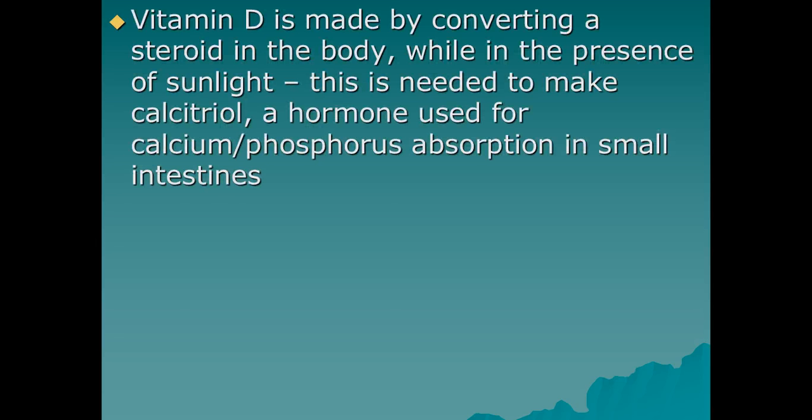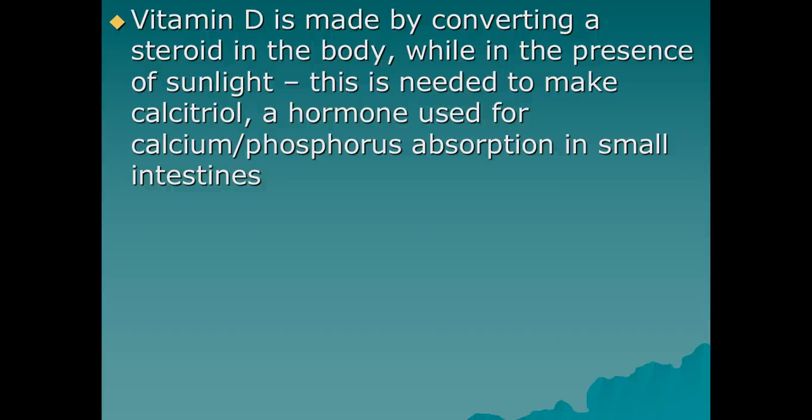All right, vitamin D. Vitamin D is made by converting a steroid in the body. Your body takes the steroid in the presence of sunlight and converts that into vitamin D. That vitamin D is super important. Calcitriol, a hormone used for calcium, cannot function without vitamin D.